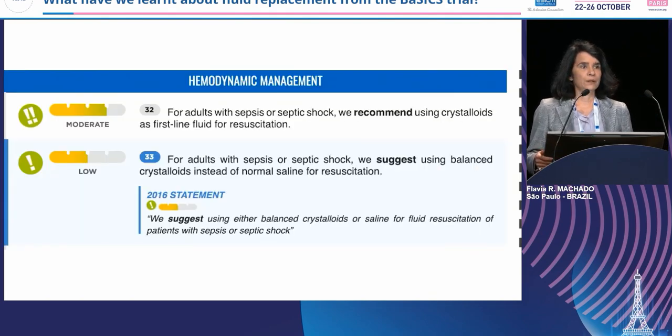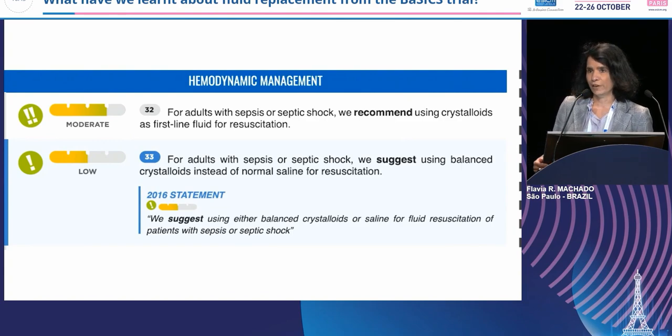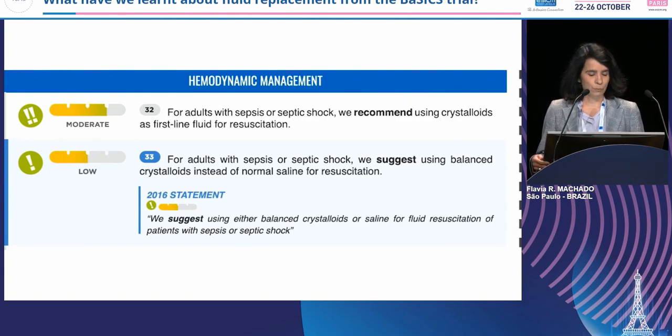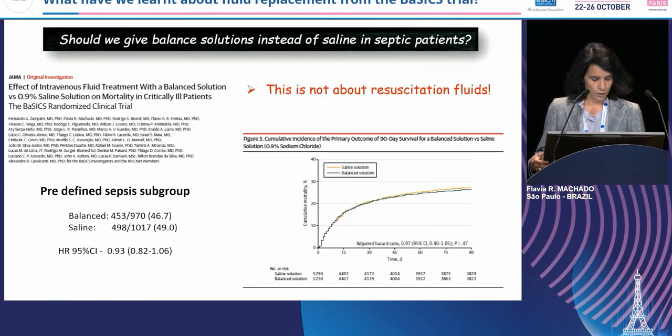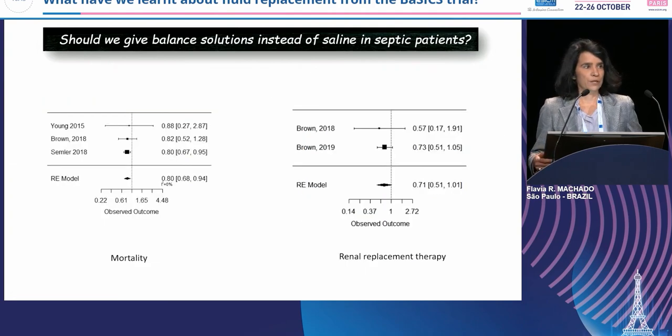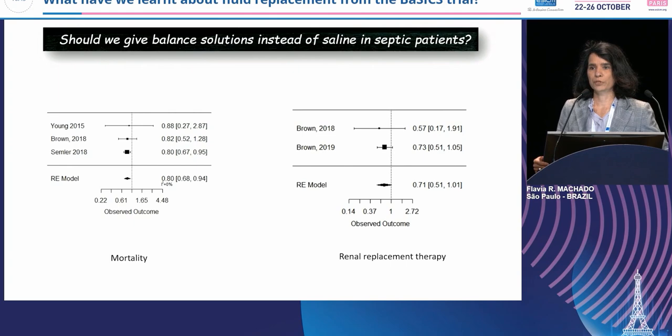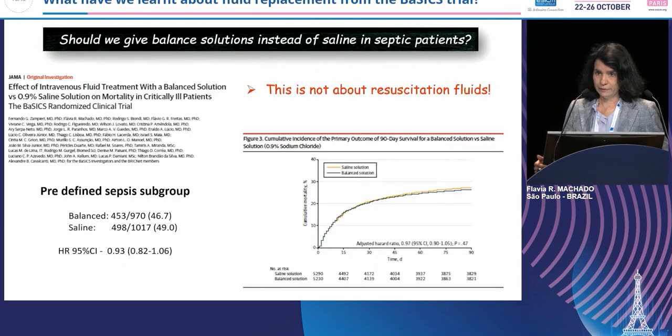So first, this is the last iteration from the Surviving Sepsis campaign, and as you might probably be aware of, they suggested the use of balanced solution, and this was based on this meta-analysis from these 3 cluster randomized trials that were available by that time. As you can see, we have an estimated effect of 0.8. But the BaSICS data was not available by that time.